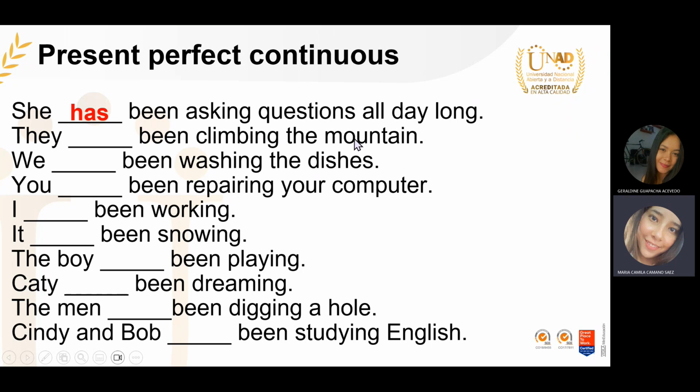They have been climbing the mountain. They have. Yes. And this, we've been washing the dishes. We have been washing the dishes. The next one. You have been repairing your computer. Yes. This. I have been working. Yes.